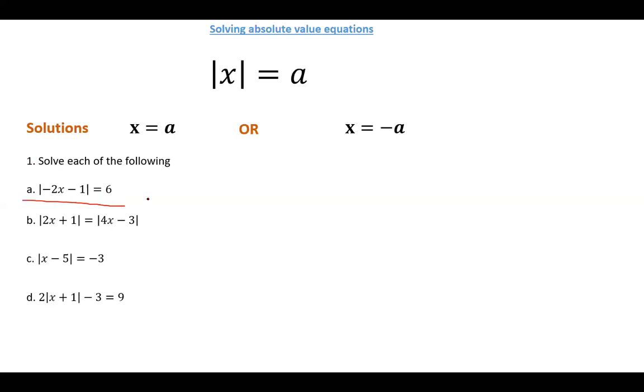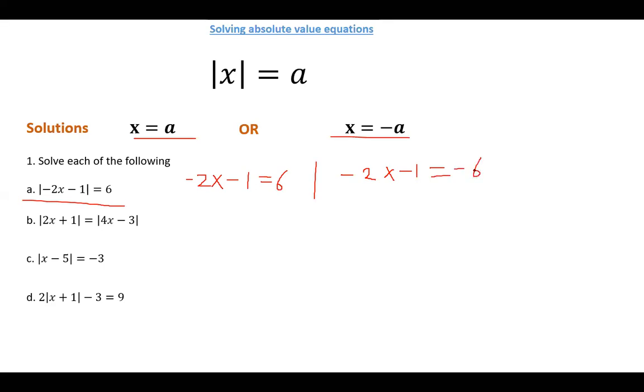I'll start with A. A is saying the absolute value of -2x minus 1 is equal to 6. So what we're going to do is first equate this -2x minus 1 to +6, and then we'll equate this same -2x minus 1 to -6. So we start with equating it to +6. Then you also have to equate it to -6. So this is what we're going to have.